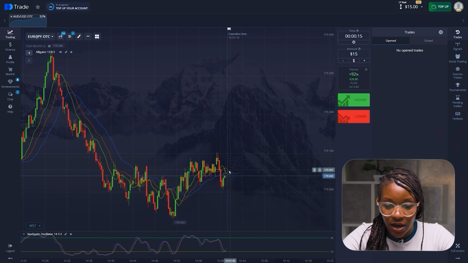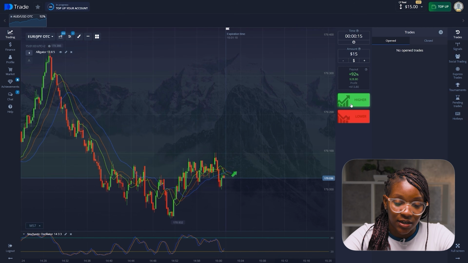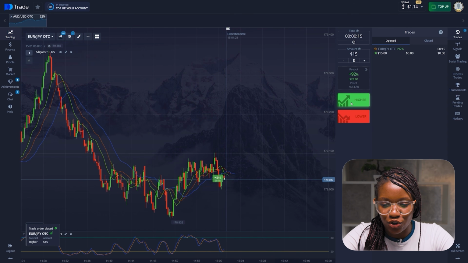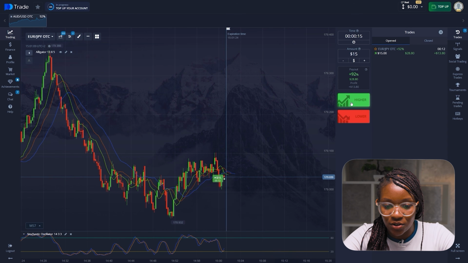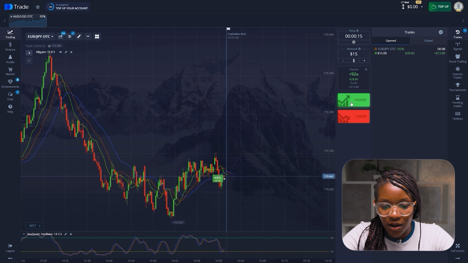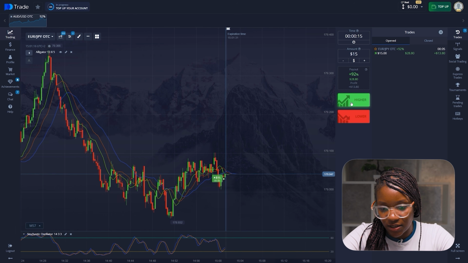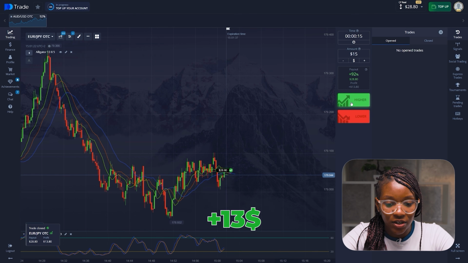What we see here is that we have the stochastic oscillator at the level of 20. According to the alligator indicator, jaw lines already want to open up, and we go long for 15 seconds. Let's take our profit. Here we can see a great entry point.